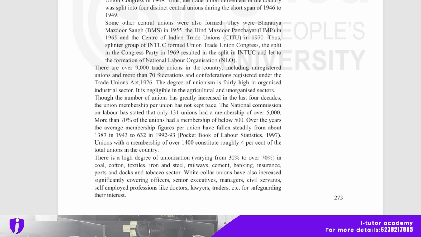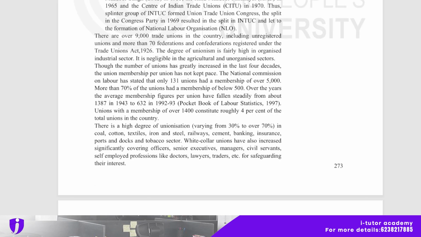The National Commission on Labour has stated that only 131 unions had a membership of over 5,000. More than 70% of the unions had membership of below 500. Over the years, the average membership per union has fallen steadily from about 1,387 in 1943 to 632 in 1992-93. And unions with a membership of over 1,400 constitute roughly 4% of the total unions in the country.